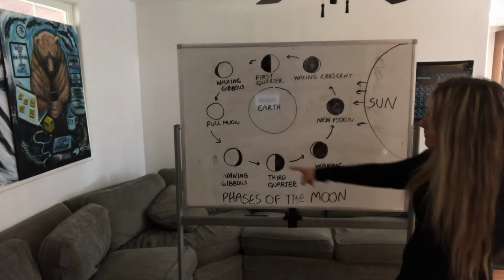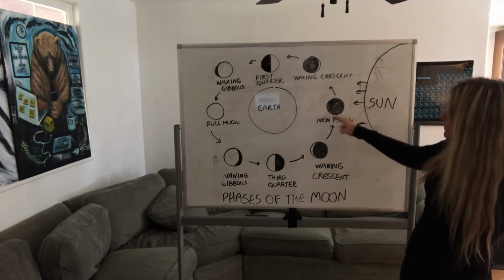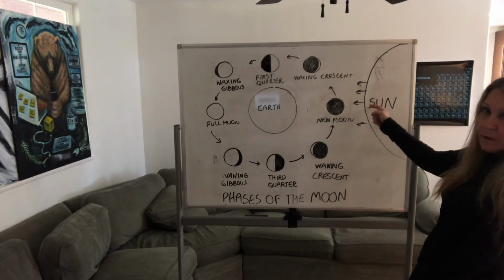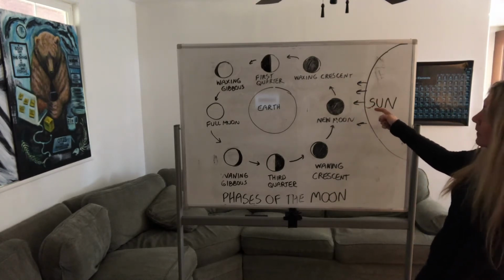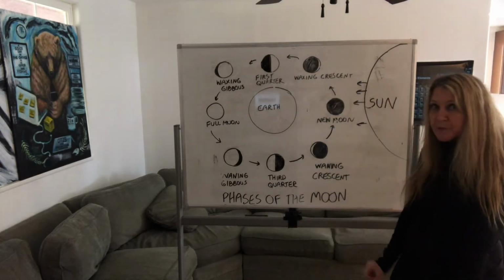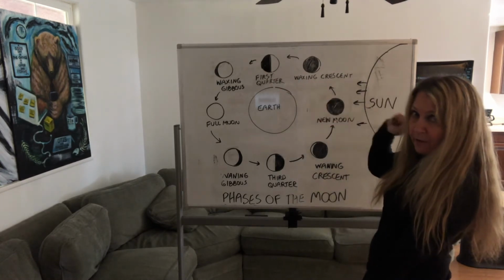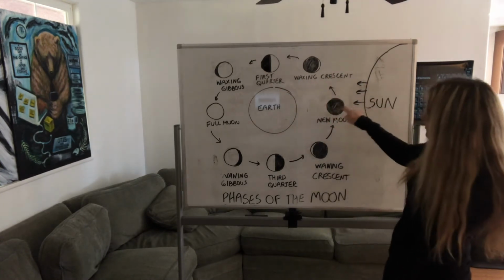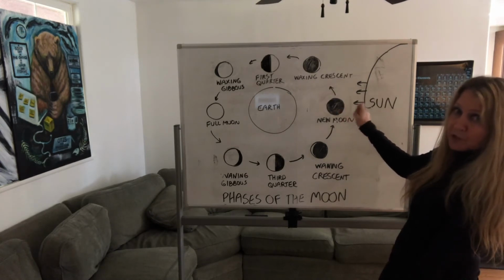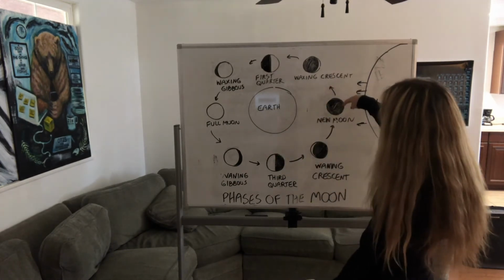So if I were to look at these phases right now, I would wonder why this moon is in shadow when the sun is right here. All right? The reason is because these pictures represent what we see from the earth. So if you were to look up at the sky at night and look at the moon at night, this is what you would see in a new moon. Okay, the moon would be in shadow. You can see like the outline of the moon.